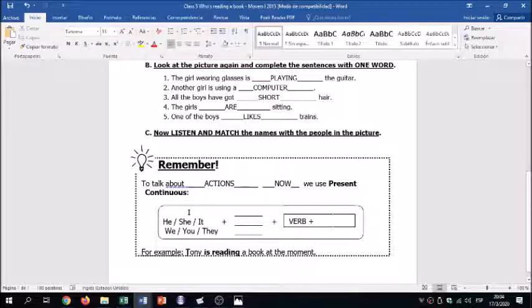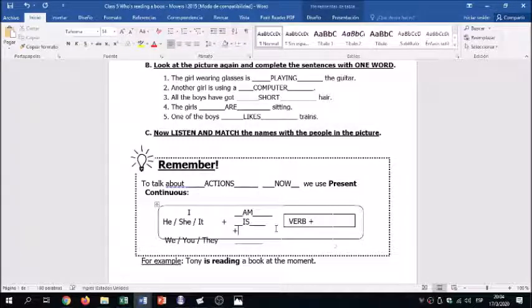So let's take this example. Tony is reading a book at the moment. Entonces, dijimos que para formar el presente continuo necesitamos un sujeto y necesitamos el verbo to be, que se va a conjugar de acuerdo a las distintas personas. So, I am, he, she, or it is, and, sorry, we, you, they, are. ¿Recuerdan el verb to be? Am, is, or are. Very good.